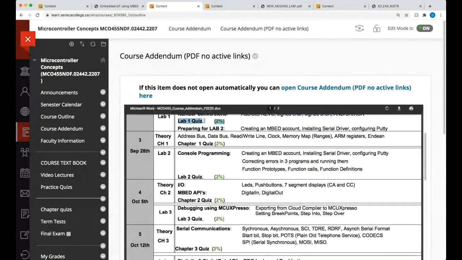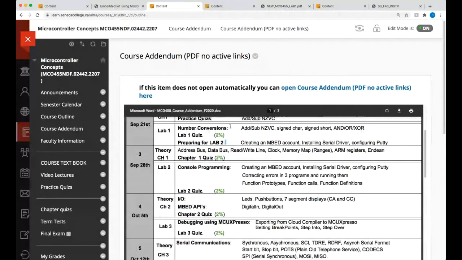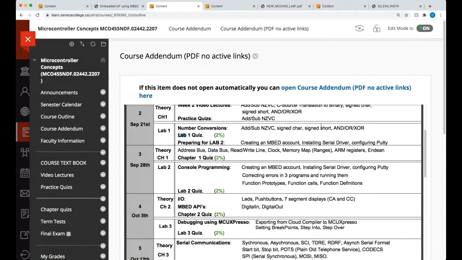For instance, on lab quiz 1 here, if you get done early, then you have to prepare for the following week, where it says preparing for lab 2. It says create an MBED account, installing a serial driver, configuring PuTTY. If I give you 2 periods to do lab quiz 1, then if you're done early, which you should be, you can do all this stuff, because the following week there's a lot of setup you have to do before lab 2. And lab 2 is a quiz right away where you're going to have to have created all this stuff. You're going to be fixing stuff.